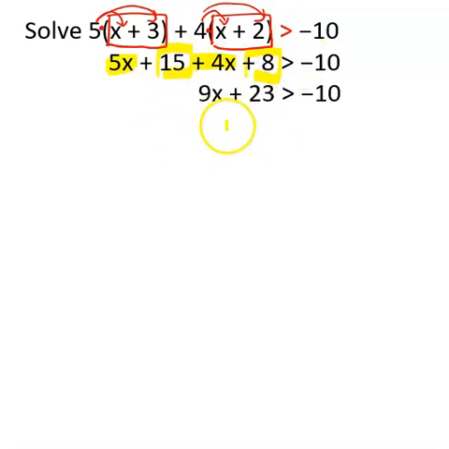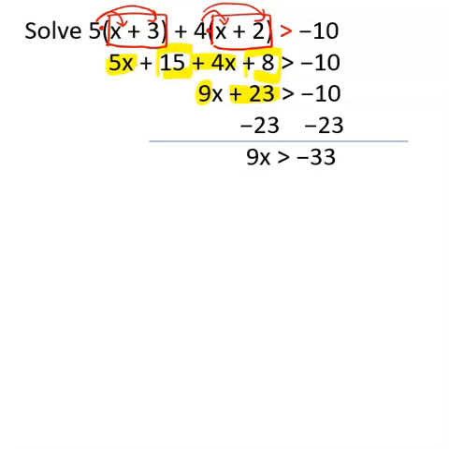So after we combine like terms, all we need to do is get rid of this 23 and the 9, so we can get x by itself. To do that, we reverse operations. So for example, if we have plus 23, we're going to subtract 23. Now we have 9x greater than negative 33. Be careful when we take 23 away from a negative number. So negative 10 minus 23 actually gives us negative 33.